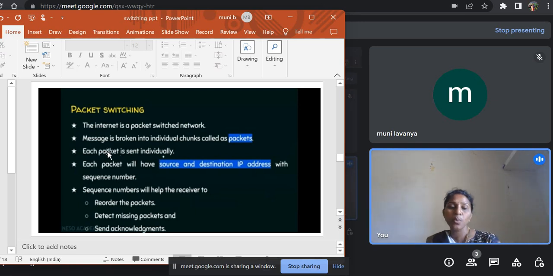Yes, so what is packet switching? The internet is a packet switched network. A message is broken into individual chunks called packets. Each packet is sent individually, and each packet will have the source and destination IP address with the sequence number. The requirement of the sequence number is to reorder the packets, to detect the missing packets and to send the acknowledgement. And packet switching is implemented in two approaches: the virtual circuit approach and the datagram approach.